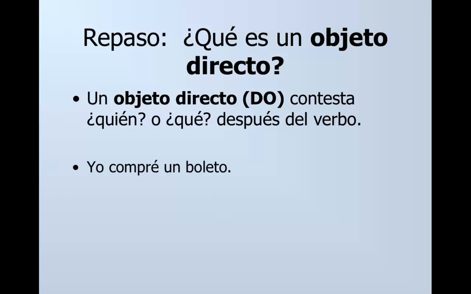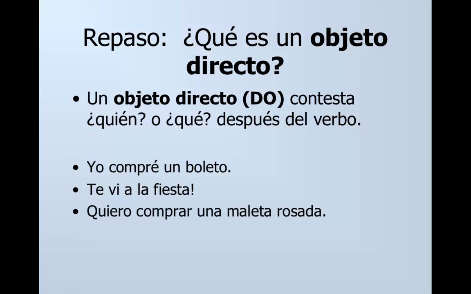Yo compré un boleto. I bought what? So, un boleto es el objeto directo. I bought what? A ticket. Te vi a la fiesta. I saw you at the party. I saw who or I saw what? I saw you. So, te, you, is our indirect object, or our direct object, sorry.